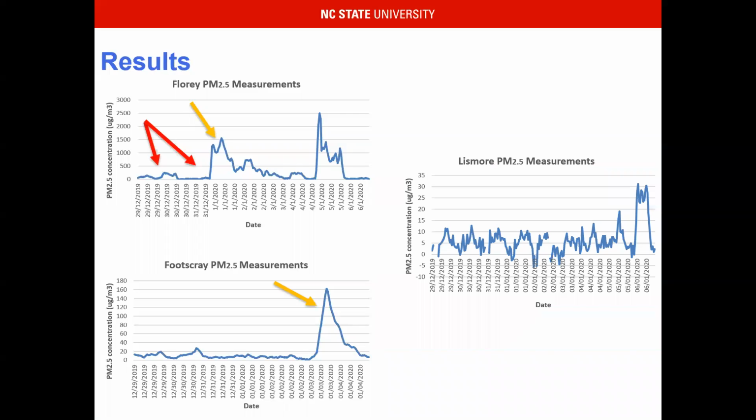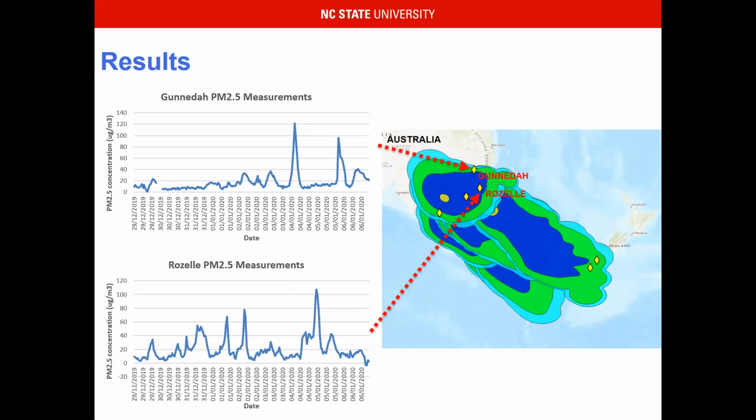For better comparison, one monitoring site was chosen that lies outside the wildfire plume distribution location. As you can see here, at the Lismore monitoring site, PM2.5 concentration is not higher than 35 micrograms per cubic meter, which is normal. The same situation occurs at the Gunnedah and Rosella monitoring sites.